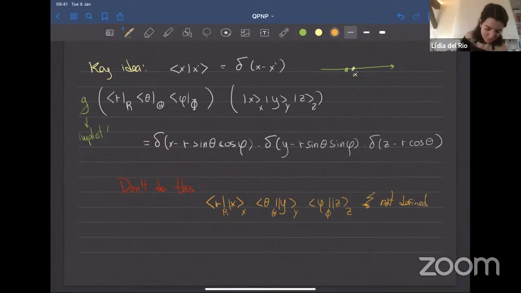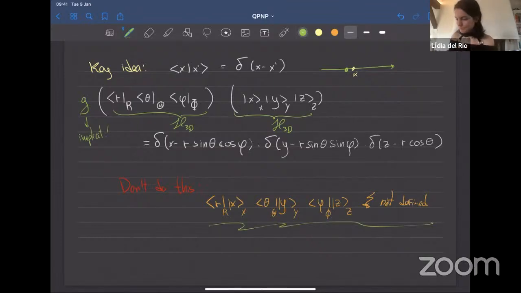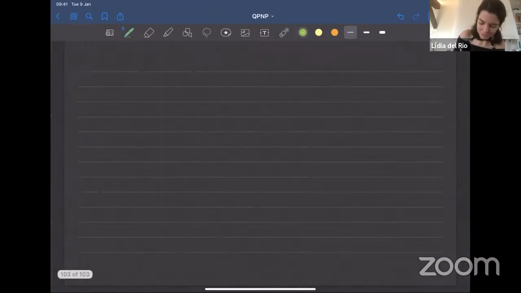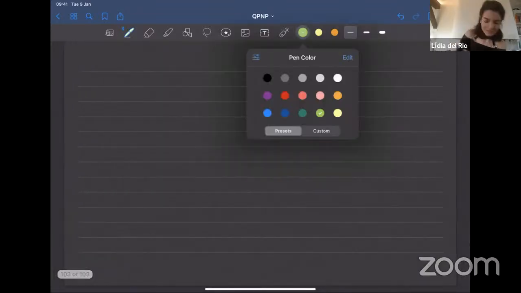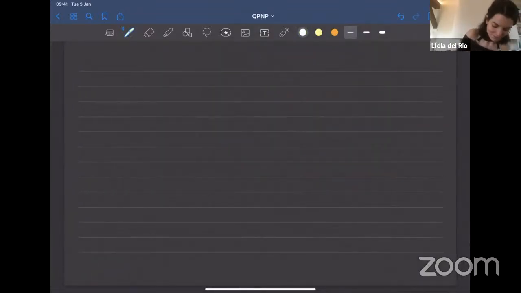But if you come here, this whole thing lives in the H3D up to an isomorphism, and this whole thing lives in the H3D. So we can do this. Okay? So this is meaningful, and this here is not meaningful. So this we don't do. Okay, so now we just apply this to the wave function. It's going to be a long way around to do a very simple thing.